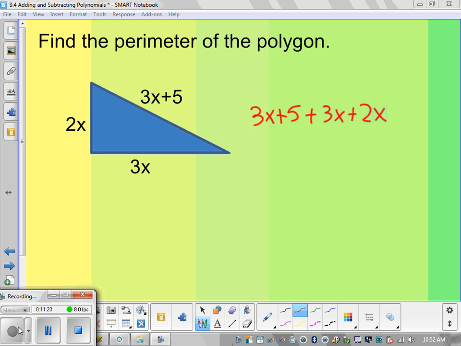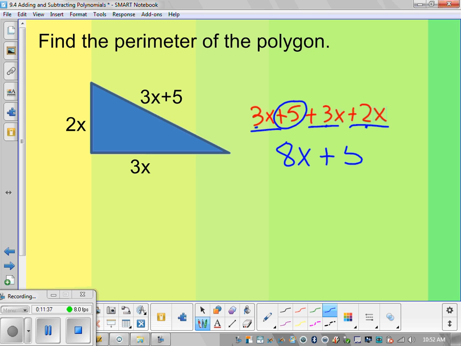Now we're going to combine like terms. There are three terms that have x's on them, so we're going to add them. 3 plus 3 is 6, plus 2 is 8. 8x. There is only one number, so there is nothing to combine it with. The perimeter can be represented as 8x plus 5.